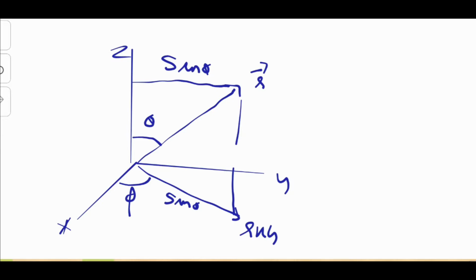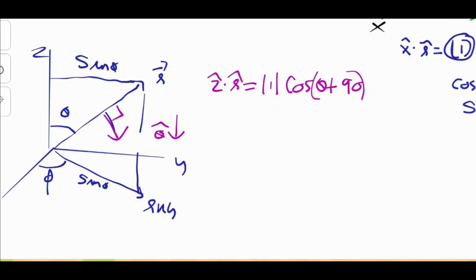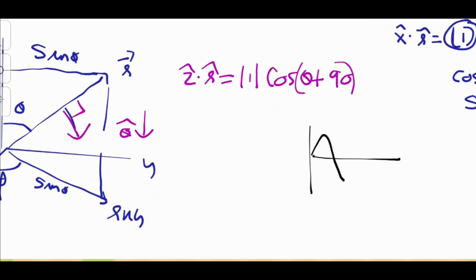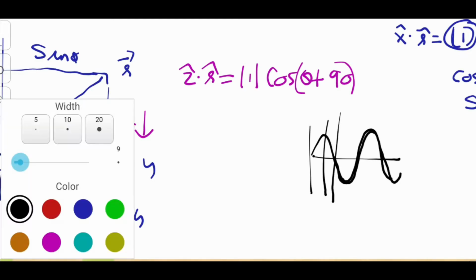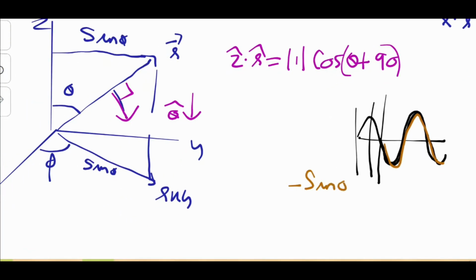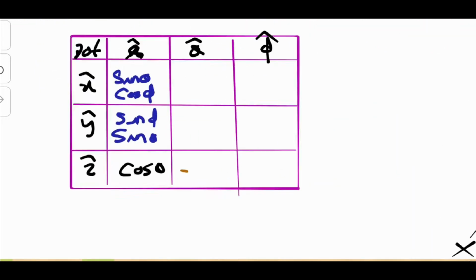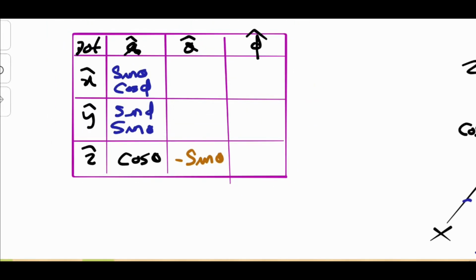Now the theta cap. Theta cap is perpendicular to r cap, so this is the direction of that. From the z axis, z dot r cap is the magnitude times cos of the angle, which is theta plus the perpendicular 90 degrees. If you shift cos theta by 90 degrees, it becomes an inverse sine, so that is minus sine theta. So z cap dot theta cap is just minus sine theta, no doubt about that.